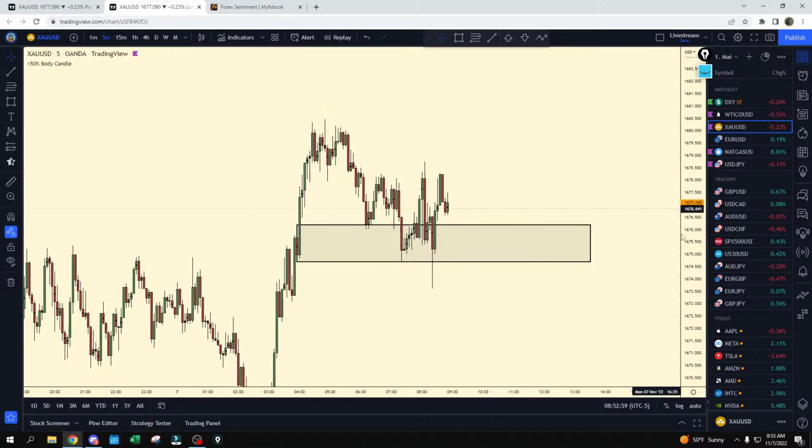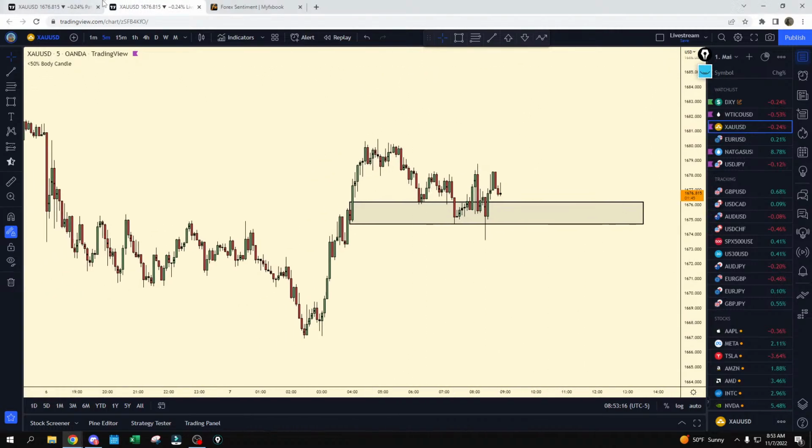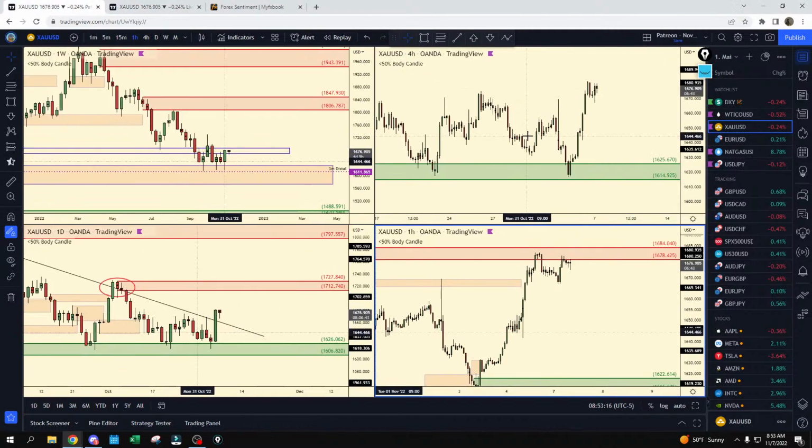Okay, well there is this 5-minute demand here. Same situation. I would at least wait for this 5-minute demand to be removed cleanly, not like a wick like this. I would need to see a candle close below. And at that point, I think looking for shorts is better. Still not the highest odds situation, in my opinion.